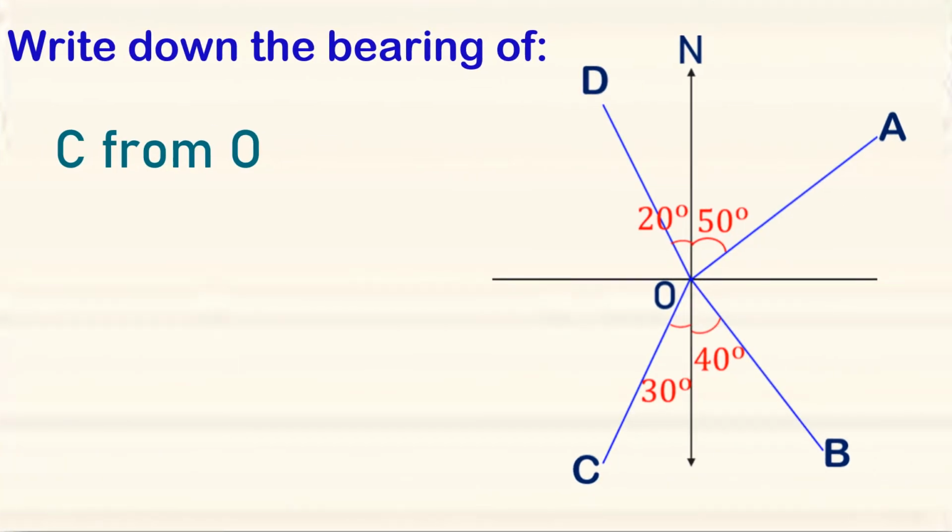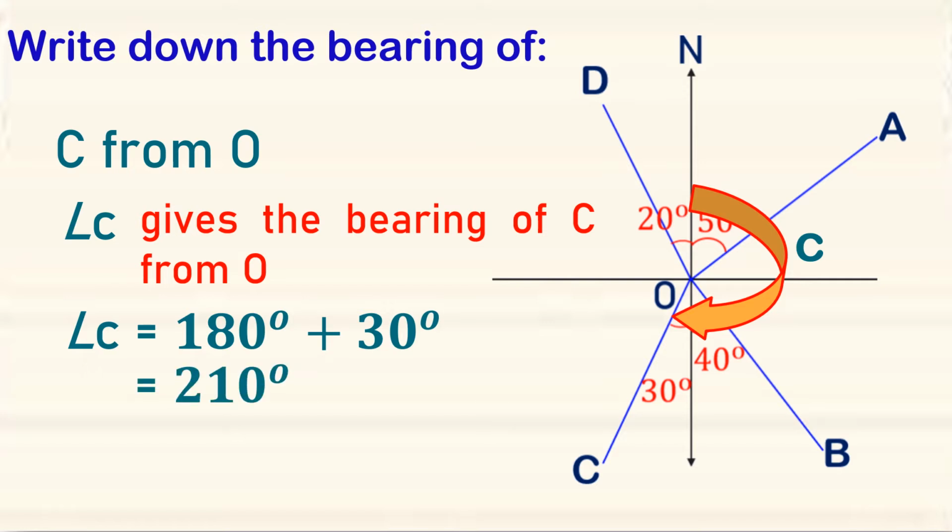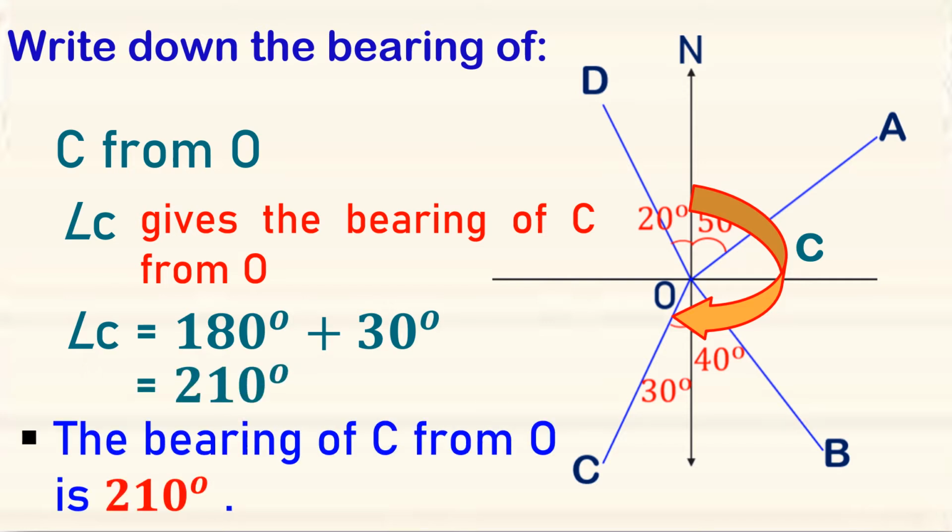Now let's move on to determining the bearing of C from O. In here, we are going to move from O to length OC. We name this angle as angle C. So angle C gives the bearing of C from O. And to determine angle C, we are going to add 180 degrees plus 30 degrees. Why do we need to add 180 degrees? Because we already surpassed 2 quadrants, which is equal to 180 degrees. And the remaining or additional angle is 30 degrees. So we get 210 degrees. So the bearing of C from O is 210 degrees.